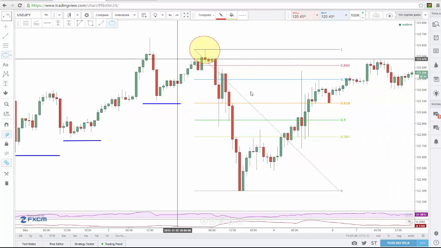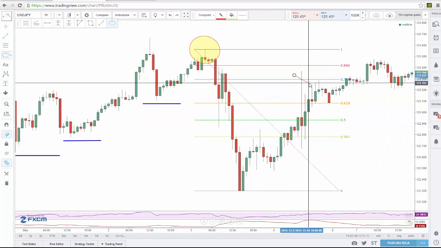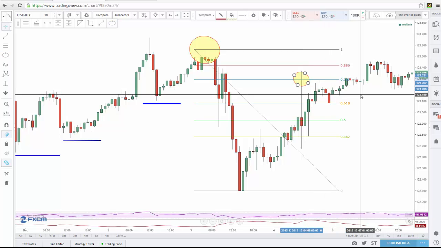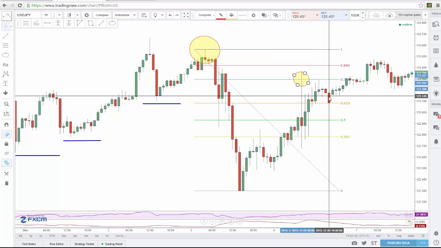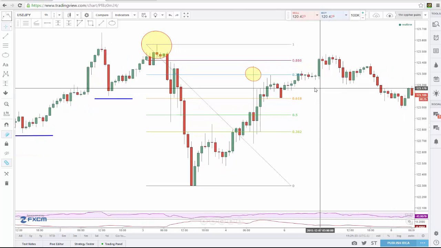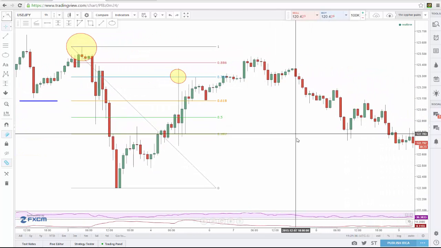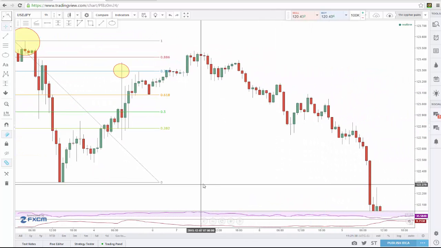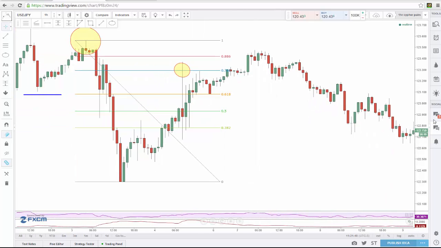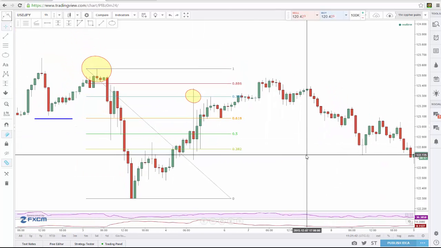As you can see, we would have been filled here, and this is a trade we actually took advantage of. We were filled there, and the market eventually rolled over and did hit targets. So I hope that helps you to better understand the 786 strategy.